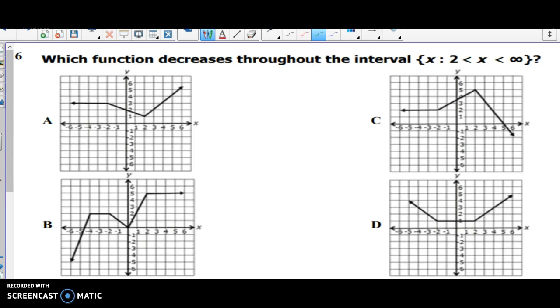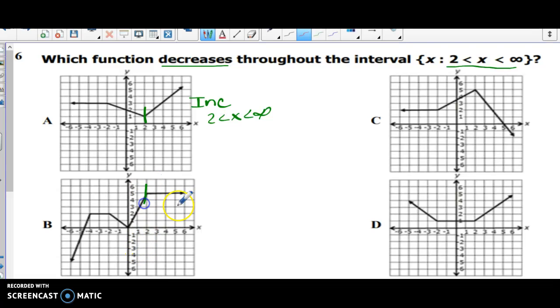All right, for problem number 6, we want to know which function. Keyword here is decreases through the interval 2 to positive infinity. So it's going to start at 2. It's going to move down forever. Here, this one starts at 2 and it's moving up. So this is an increasing one from 2 to positive infinity.